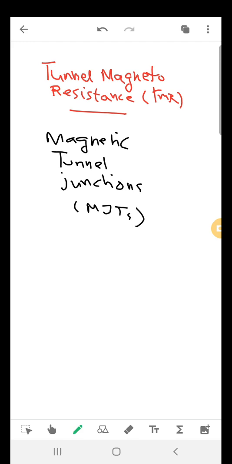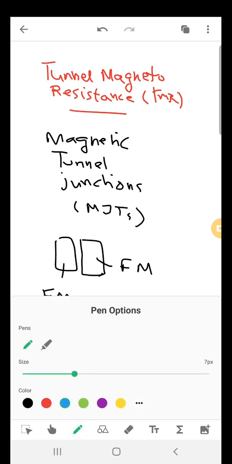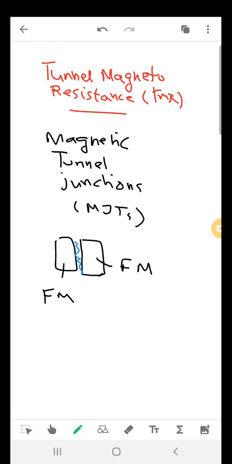This is a component consisting of two ferromagnets separated by a thin insulator. So there will be two ferromagnets and there will be a thin insulator in between. This is what makes a magnetic tunnel junction.